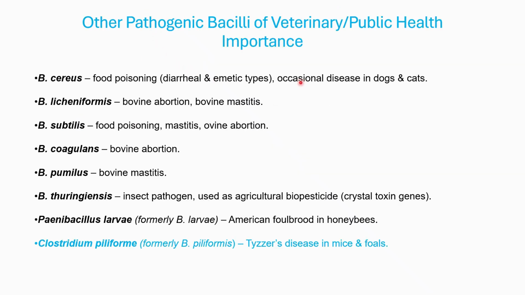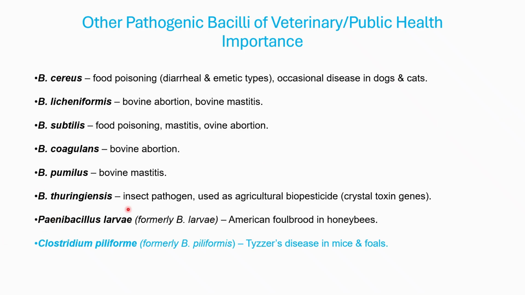Besides Bacillus anthracis, several other Bacillus species are important in veterinary and public health. The first one is Bacillus cereus, which can cause food poisoning in humans, with diarrheal or emetic type, and occasionally affects dogs and cats. Bacillus licheniformis is associated with bovine abortion and mastitis. Bacillus subtilis can cause food poisoning, mastitis and ovine abortion. Bacillus coagulans causes bovine abortion. Bacillus pumilus is associated with bovine mastitis.